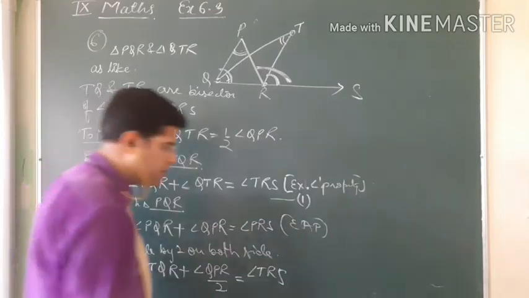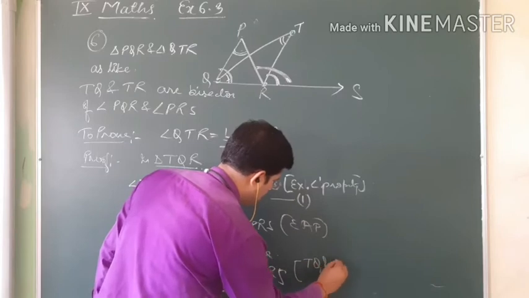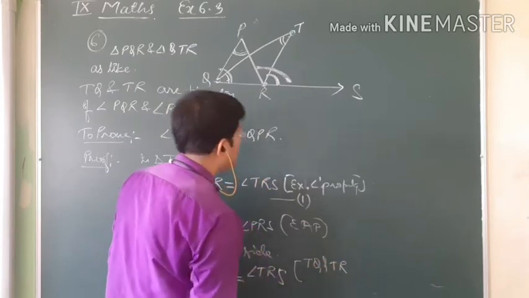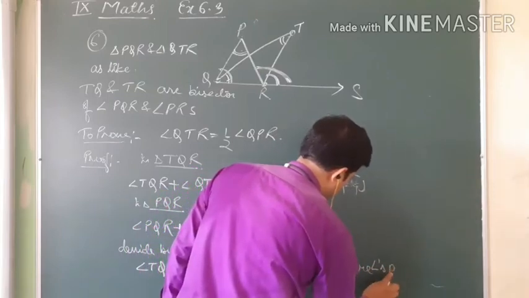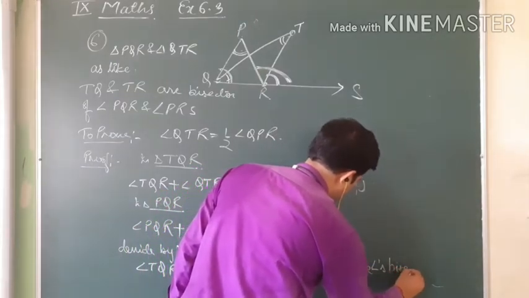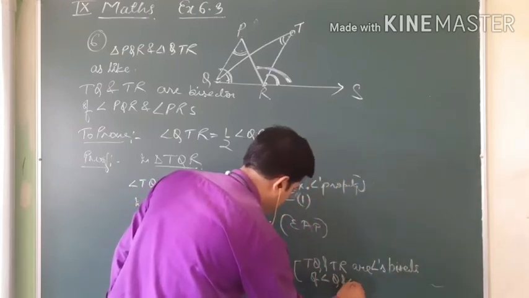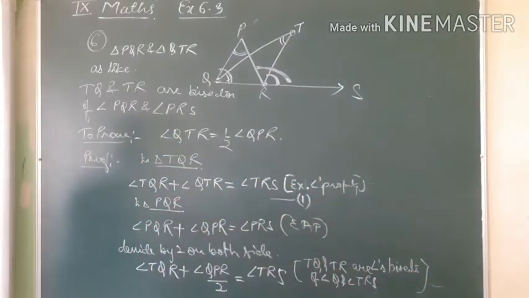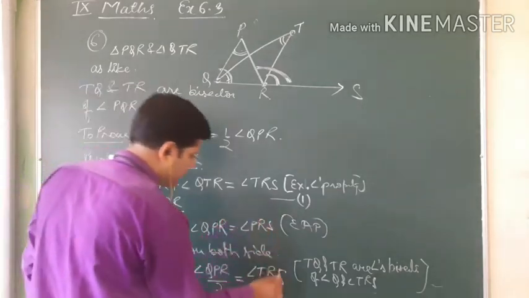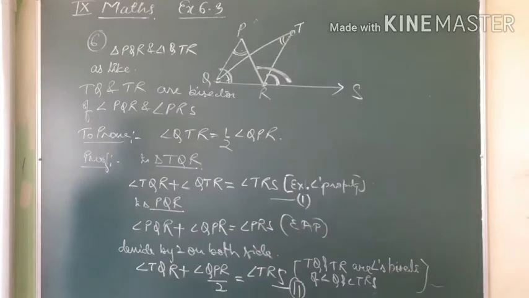By which property have we written that? So we have to mention that PQ and PR are angle bisectors of angle Q and angle PRS. That's why we can write the equal things together. After that, this one becomes TRS and this one also becomes TRS. So mention it as equation number 2.